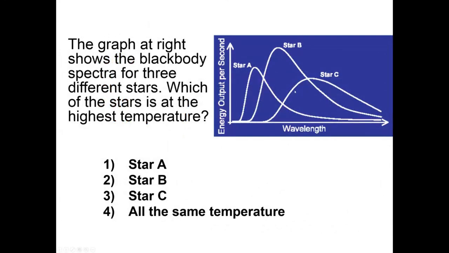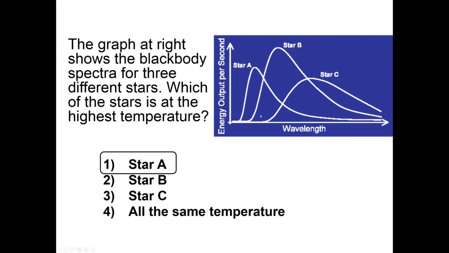Okay, now we've got a complicated graph. Ooh, look at it. These are 3 different stars at 3 different temperatures, 3 different sizes. Which of these stars is the highest temperature? Which peaks to the smallest wavelength? And that's going to be star A. Star A peaks to the smallest wavelength.